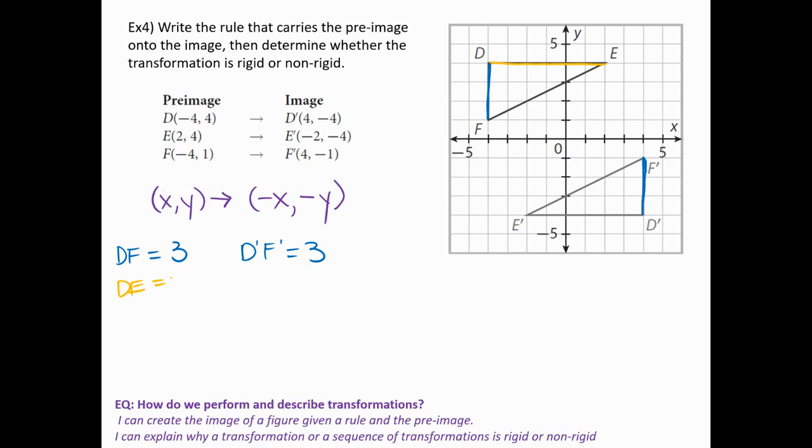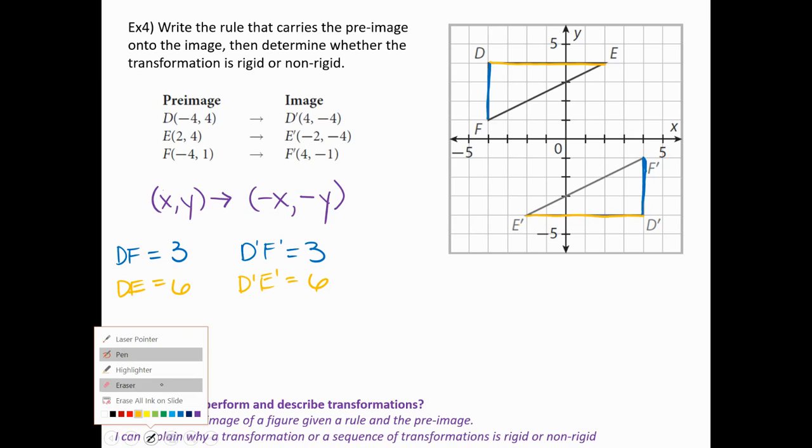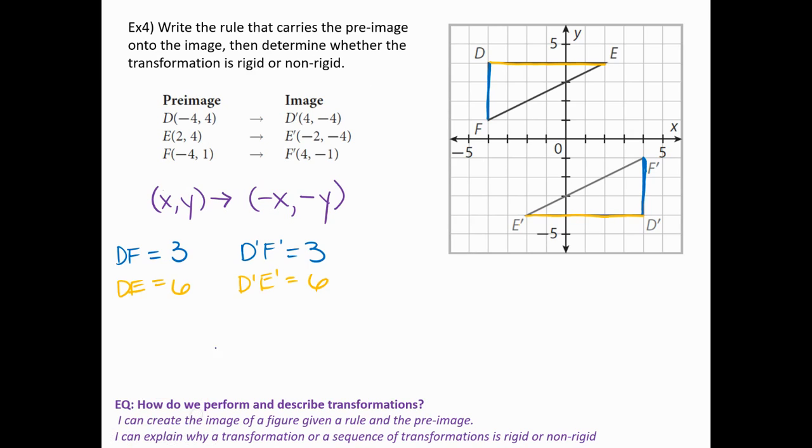And if I count that across 1, 2, 3, 4, 5, 6, looks like it's 6 across. And then I'm going to check D prime to E prime. Let's check that one. Looks like that one is also 6. And then I'm actually going to go back to my purple, which you could just use your regular writing utensil, or you could actually use purple. And then I'm going to check E to F. So I'm going to go E to F.